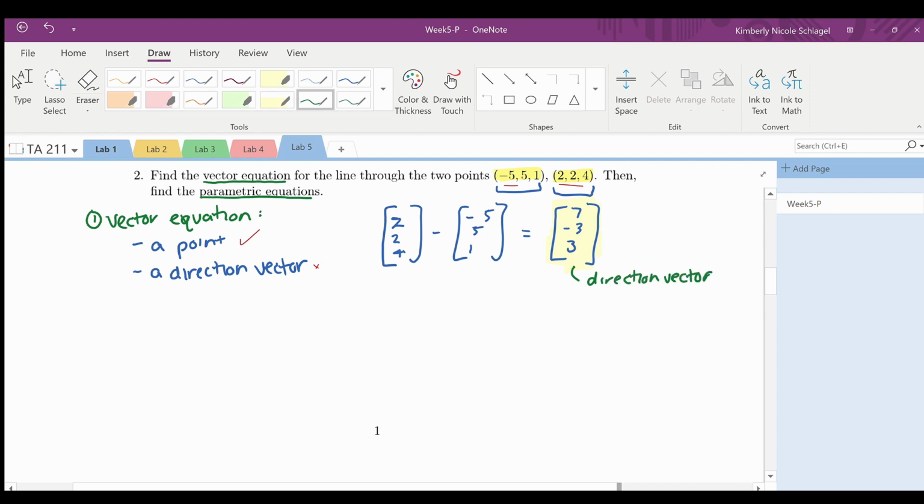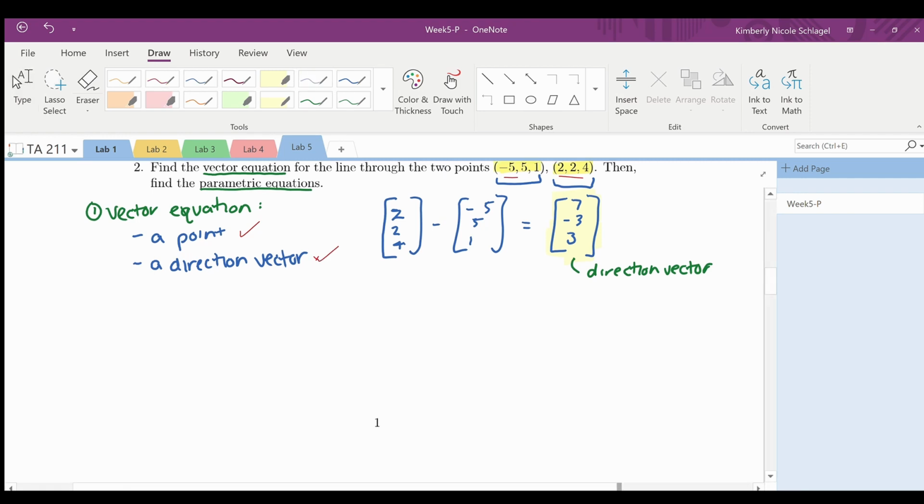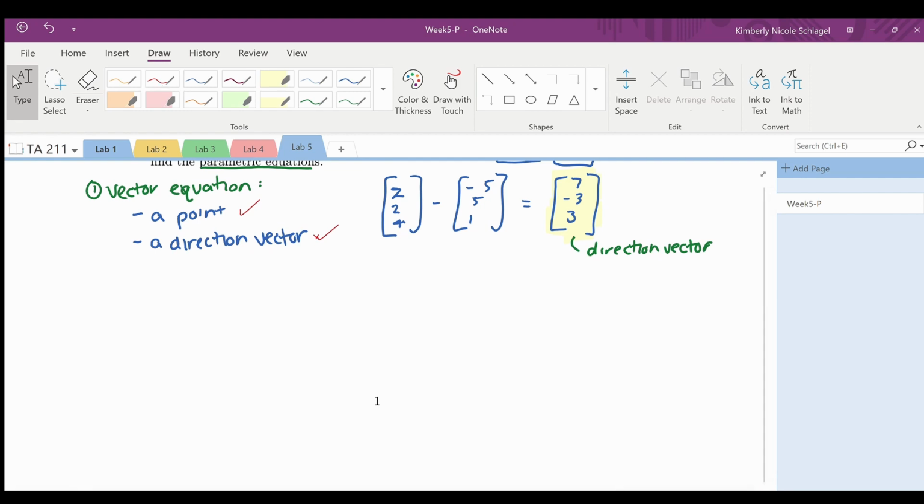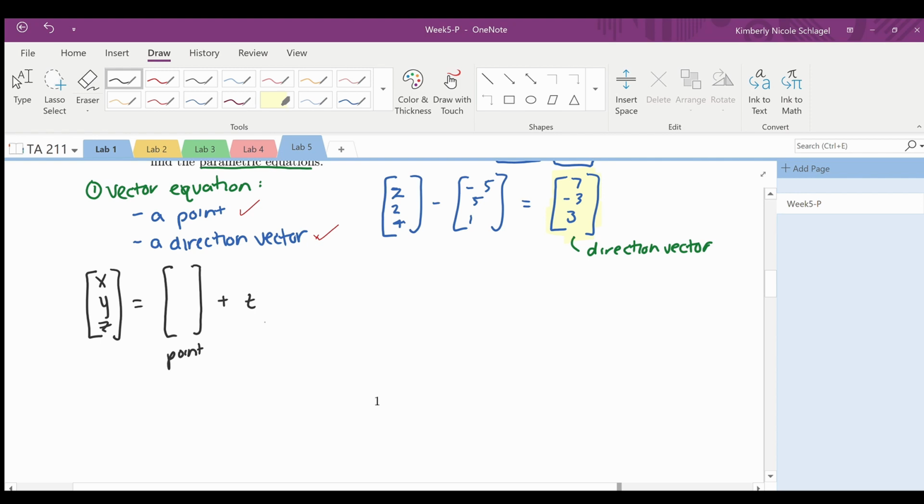Okay, so now we look back, and we have all of the things that we need to satisfy the vector equation of the line. So we're going to go ahead and write it. If you remember from the last question, we wrote it like this. So we have x, y, z, and then we're going to have it equaling a point, it doesn't matter which point, plus t, so t times our direction vector.